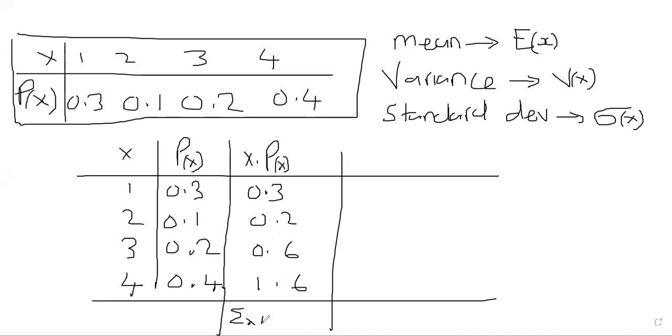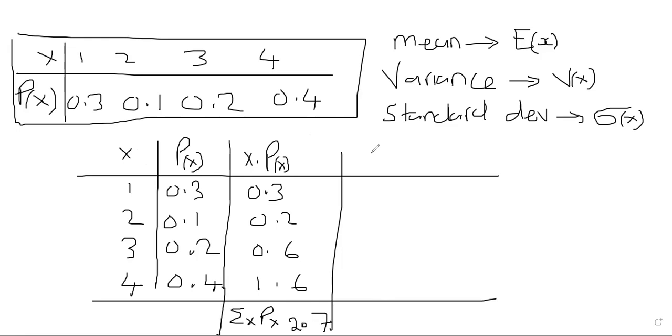So this is summation of XPX. So if we total up this column, we're going to get 5, 11, 17, 7, carry 1. So 2.7. So this is what we call our mean. So our expected value, or the mean, is 2.7.